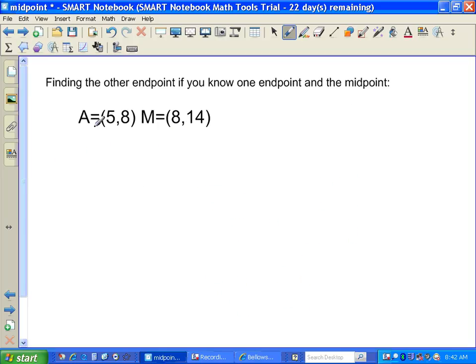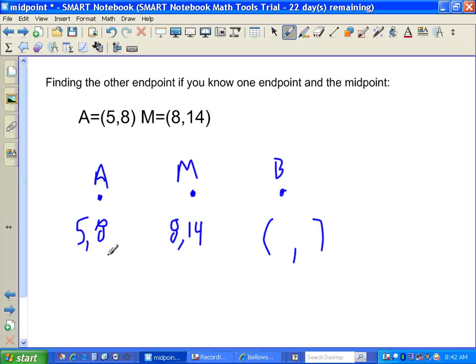Okay? Next one. Now we're going to find the other endpoint if we know one endpoint and the midpoint. So the situation is, we're starting here. Halfway is there. We want to know, where do we get to at the other end? So 5, 8, 8, 14, and then we don't know. So we start with the endpoint. We know where halfway is. Where's the end? It's really, really simple.